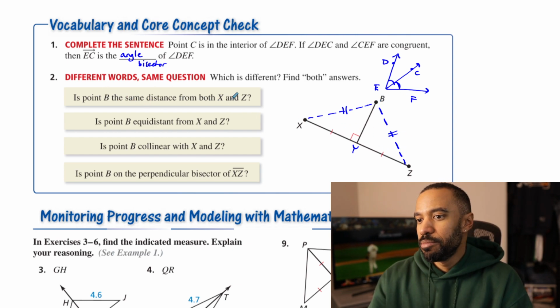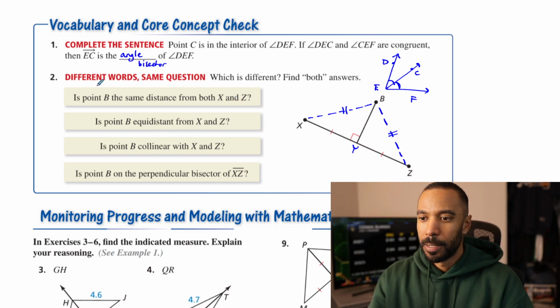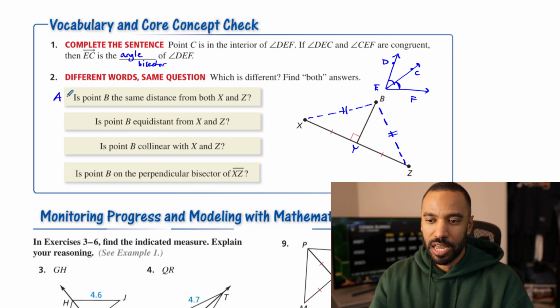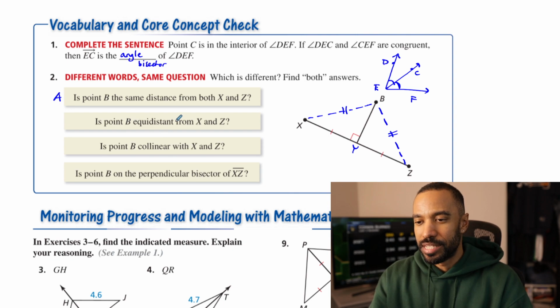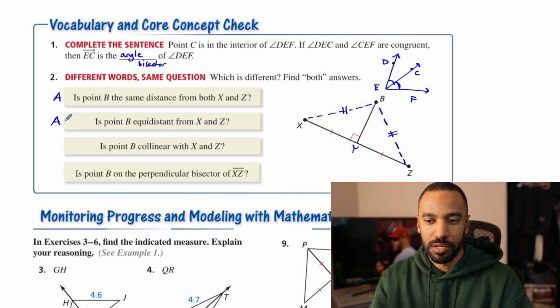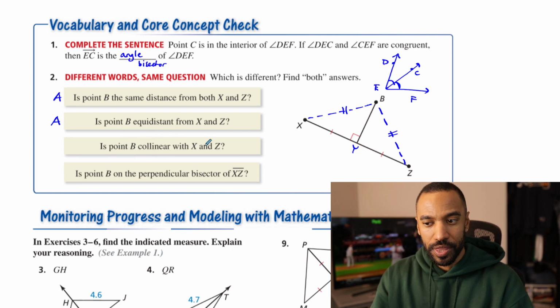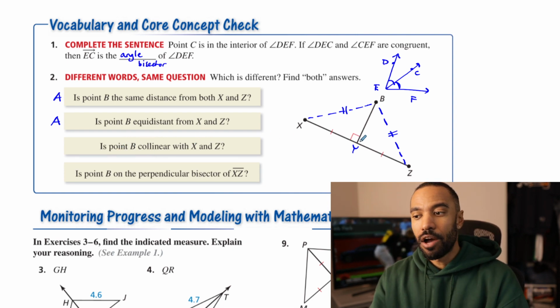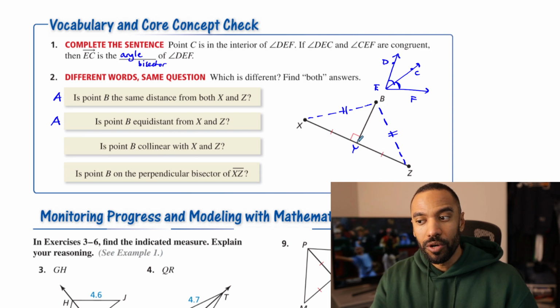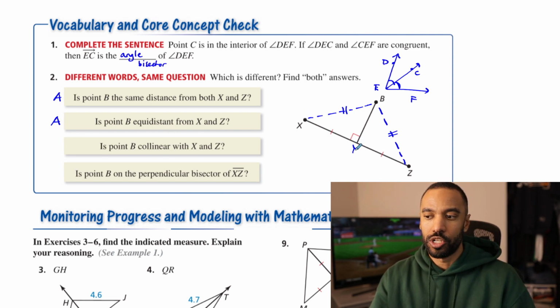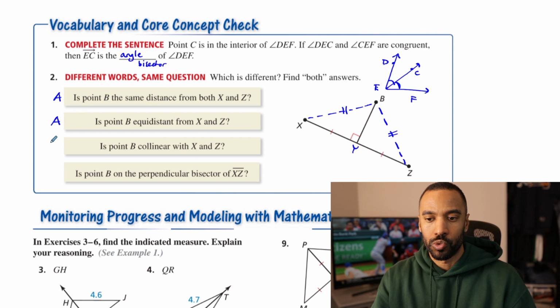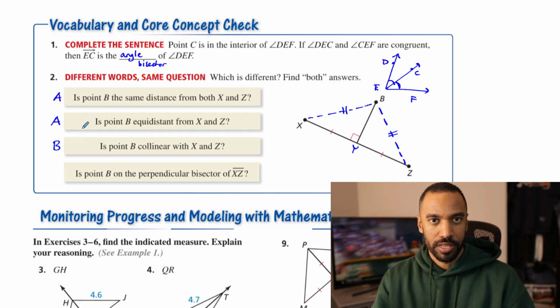Is point B the same distance from both X and Z? Let's say that's statement A. Is point B equidistant from X and Z? That's the same thing. Point B the same distance, equidistant, boom. Is point B collinear with X and Z? That's a different question. That would be like Y. This point Y is collinear with X and Z. You can draw a straight line through those ones. This is a different question than those two.